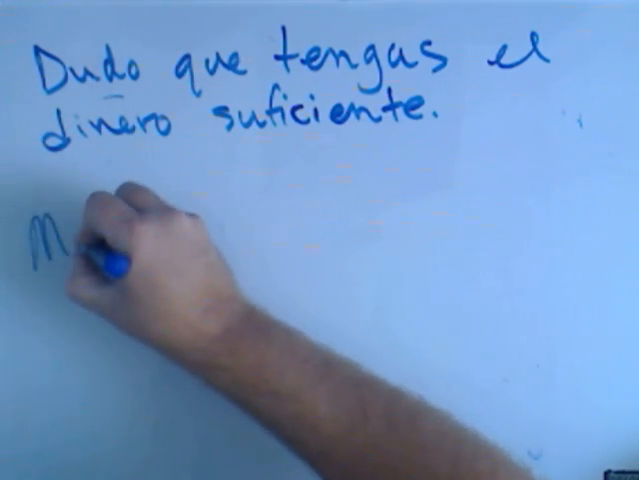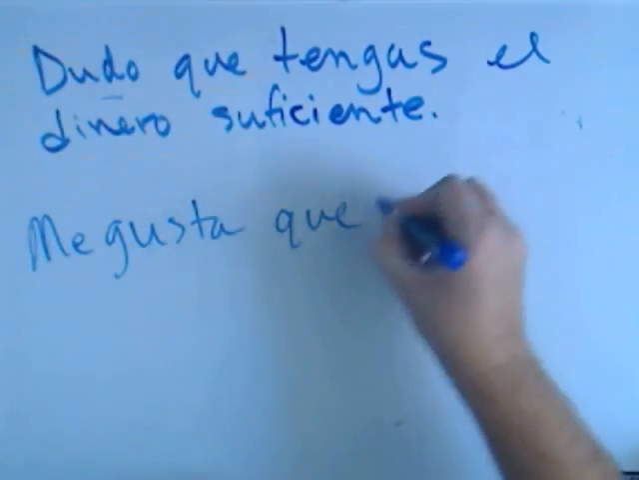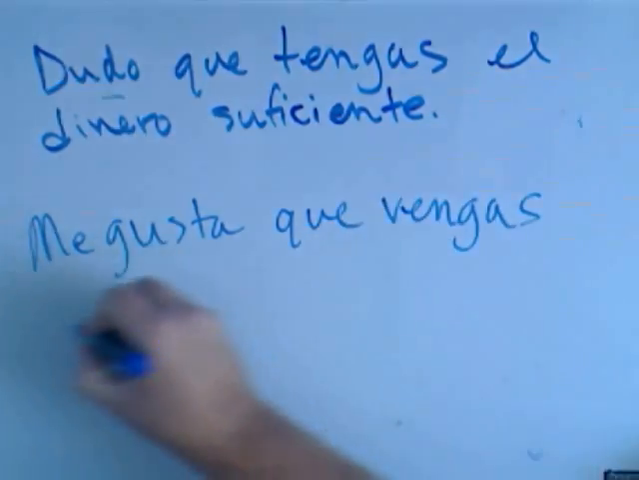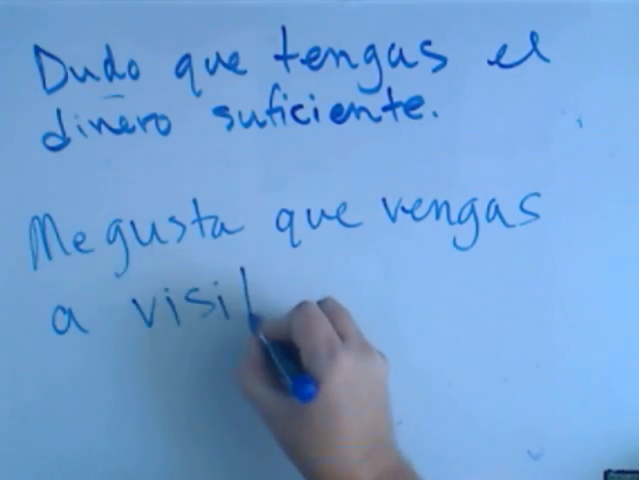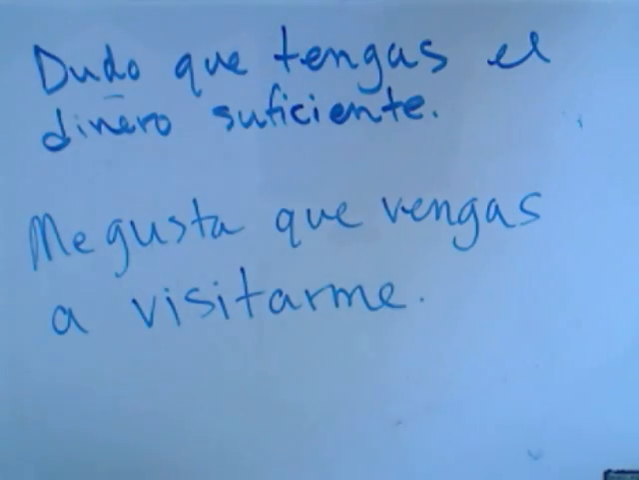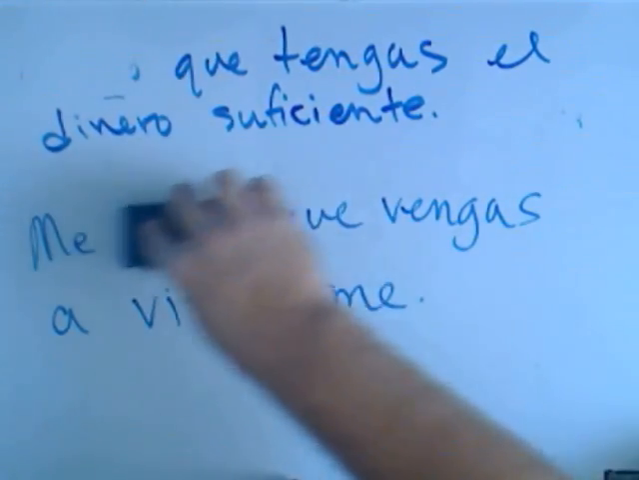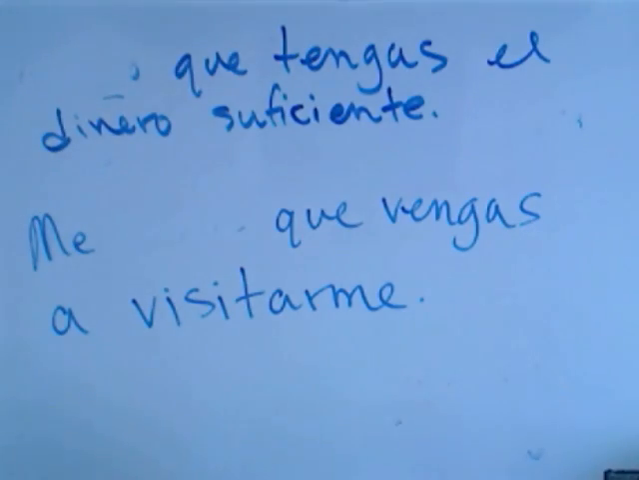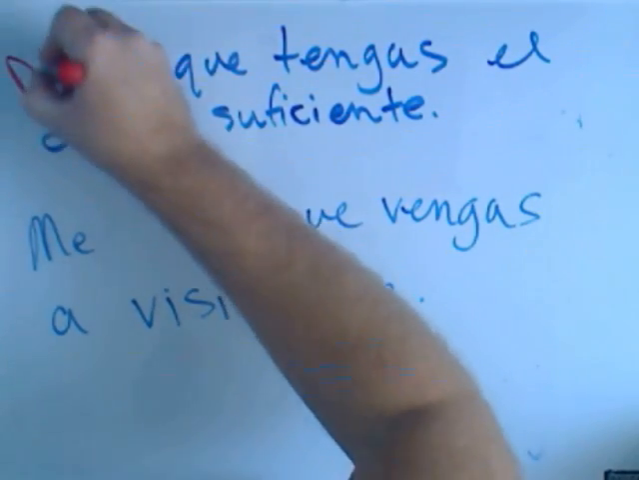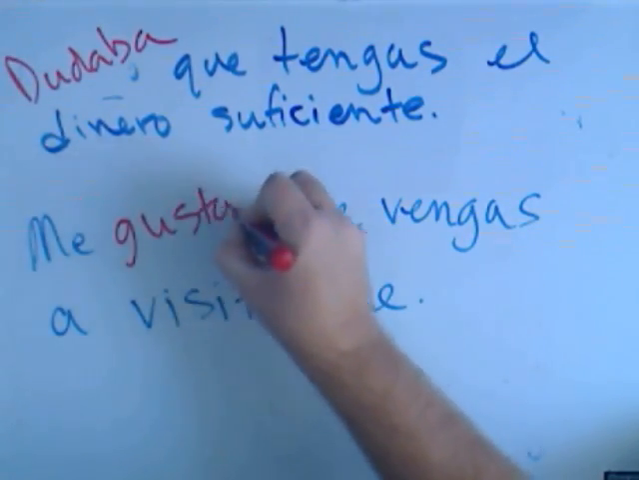Me gusta que vengas a visitarme. I like when you come to visit, or I like that you come to visit me. So, again, we have main clause, que, subordinate clause, in a case that requires a subjunctive. So, we're going to take these verbs and put them in a past tense. In this case, I'm going to use the imperfect. Dudaba, I doubted. And here it's going to be me gustaba, I used to like.